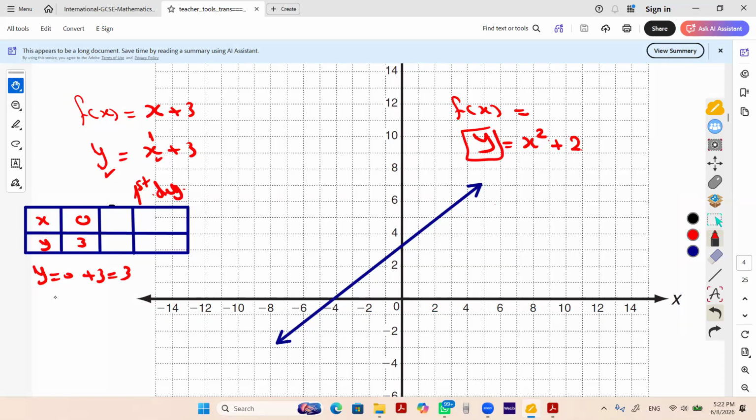When we substitute instead of x by 1, the y will be 1 plus 3, which is 4. When we substitute instead of x by negative 1, the y will be negative 1 plus 3, which is 2. In this case, we will have 3 points: 0 and 3, 1 and 4, negative 1 and 2.